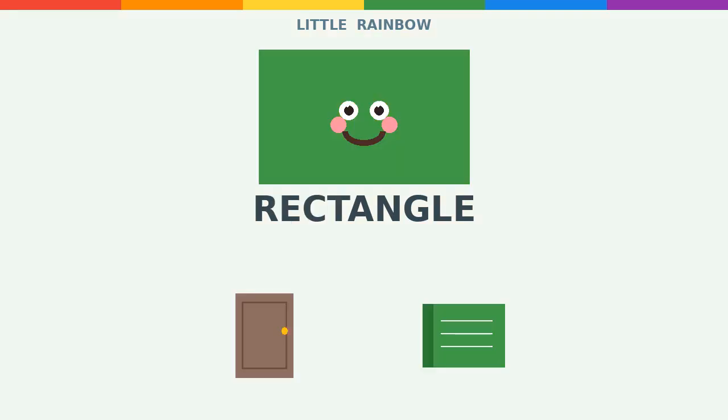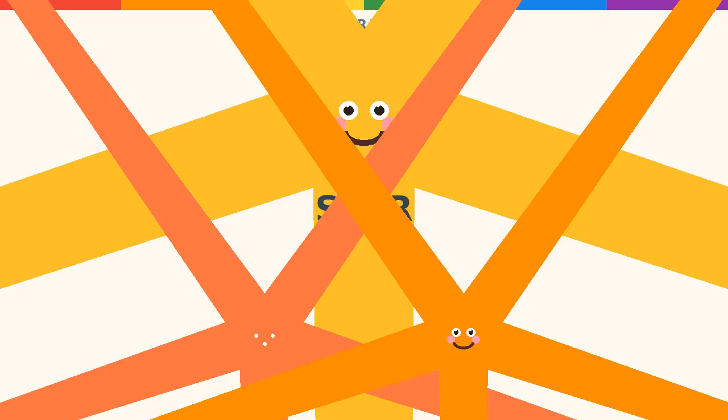This is a rectangle. A rectangle has 4 sides, 2 long and 2 short. Look at a door and a book. They are all rectangles. Can you say rectangle? Rectangle.